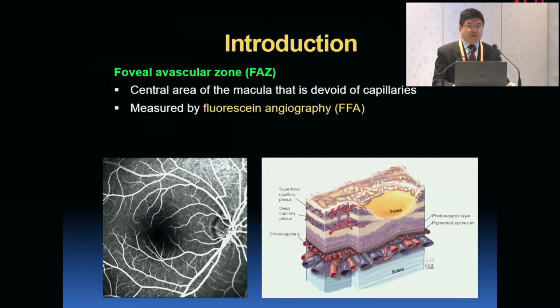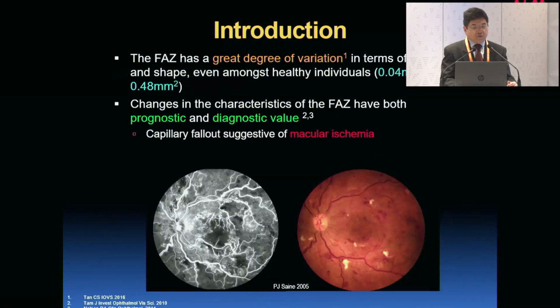So we are familiar with the foveal avascular zone, or FAZ. This is the central area of the macula that is devoid of capillaries, and traditionally this was measured by fluorescein angiography as shown in this image here, and that has served us well for a long time. However, we also know that there's a great degree of variation in terms of the size and shape of the FAZ, even amongst healthy individuals, and changes in the characteristics of this have been proposed to be either of prognostic or diagnostic value. For example, when there's capillary fallout suggestive of macular ischemia, as shown here.